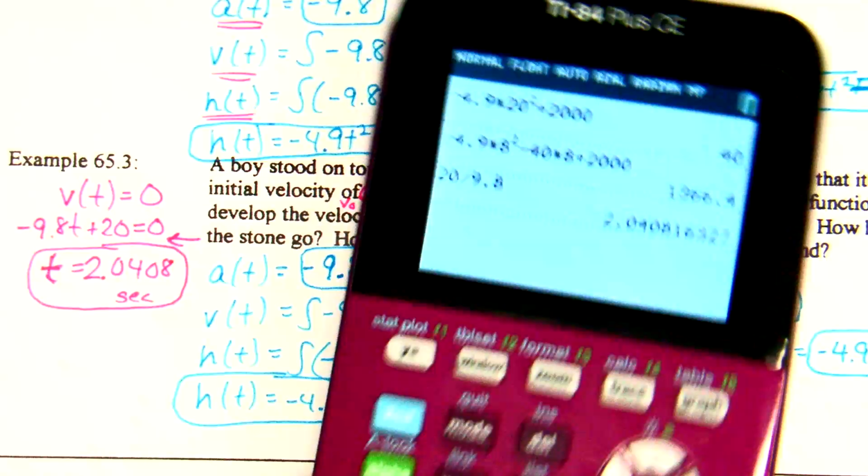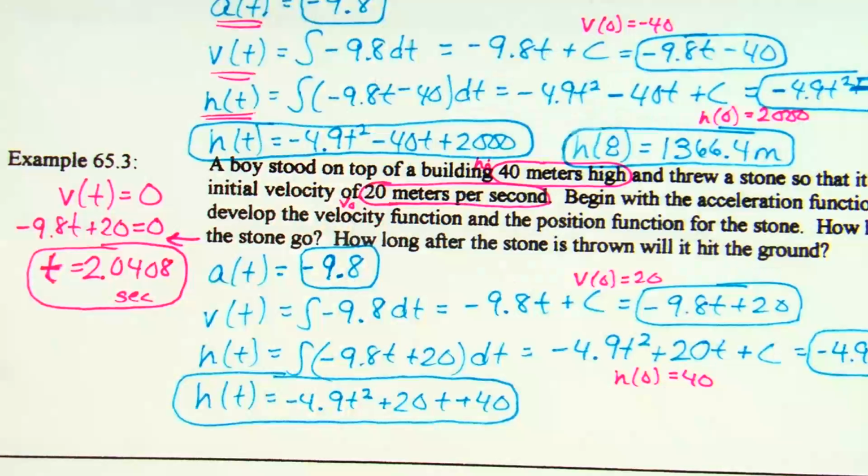Now, does that answer my question? How high will the stone go? No, that's a time. That answers when my stone is at the highest height. So how do I find that highest height? Plug it in. Take this one and plug it into your height formula. So you're going to be finding h of 2.0408.